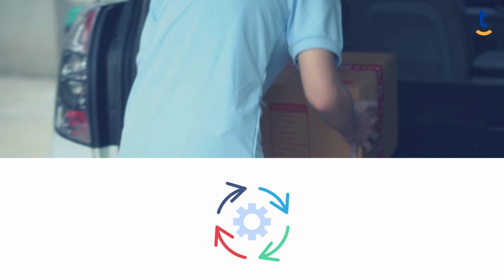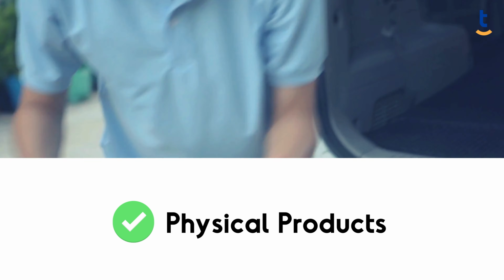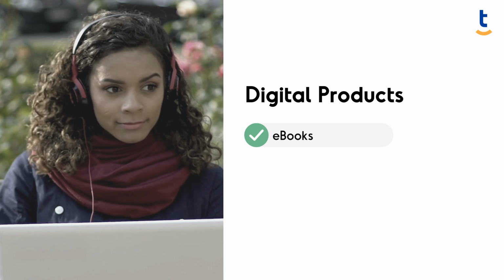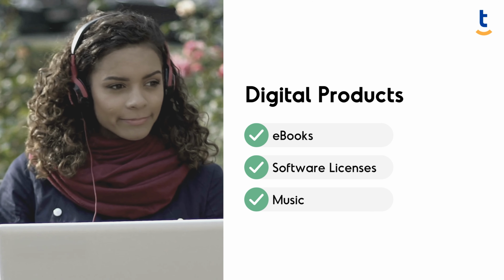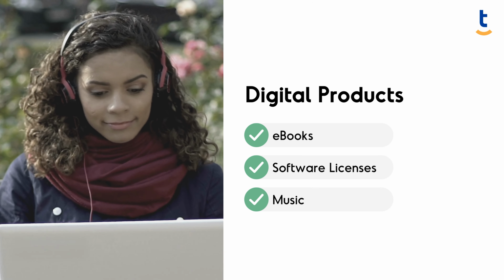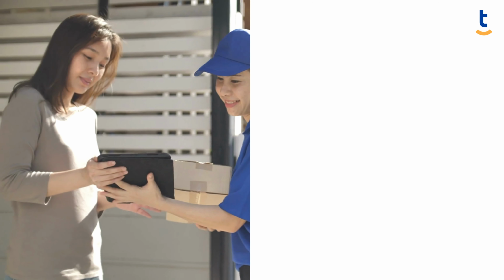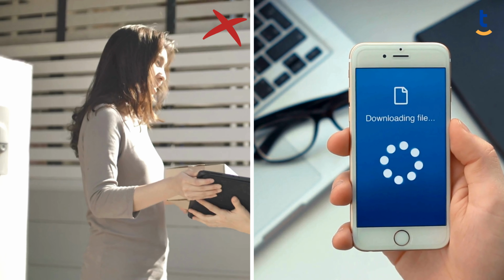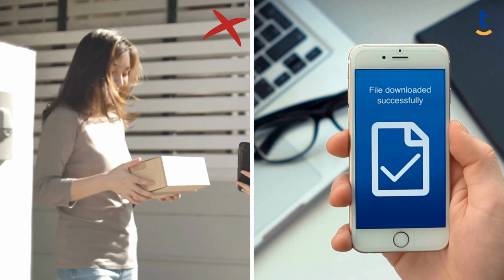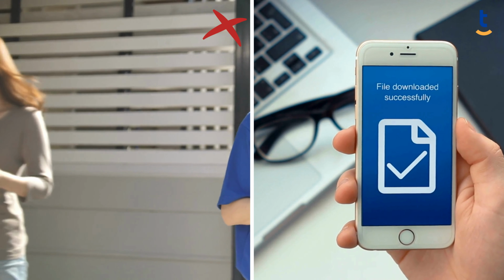It's important to note that while this process is typical for physical products, digital products, such as ebooks, software licenses, or music, follow a slightly different procedure. The key distinction is that there's no physical fulfillment involved. Instead, these digital products are delivered electronically, either through direct download links or access to online platforms.